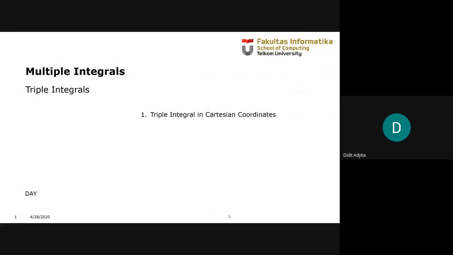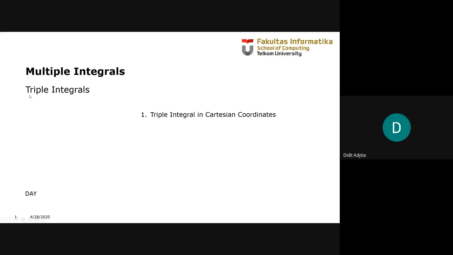Okay. So today, most probably this is the last course besides the exercises for CLO 3 and 4. So this one is the last material in CLO 4, which we call the triple integral in Cartesian coordinates. Okay. So previously we have discussed. I will try to remind you.